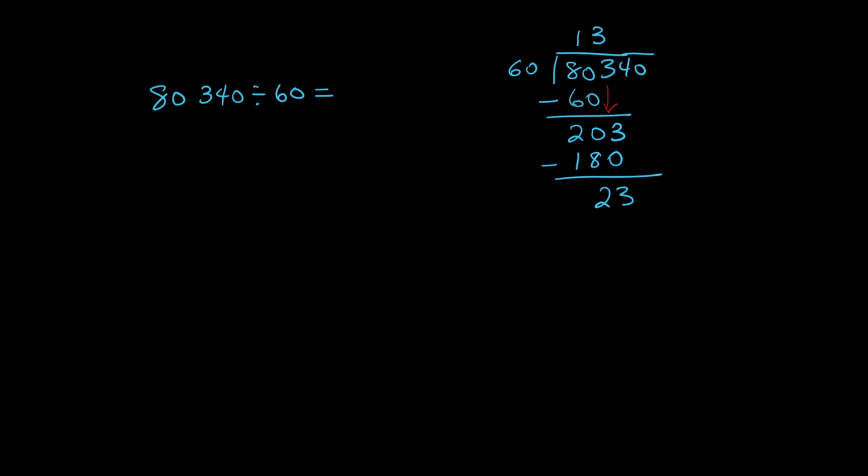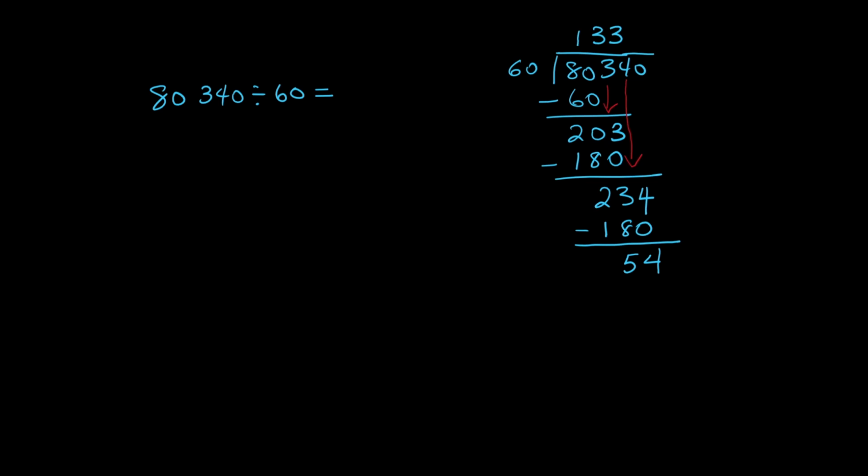Now, because we're not able to divide 23 by 60, we need to pull down a copy of our 4. And that new number becomes 234. Now, how many times can we get 60 from 234? And that should also be 3 times, with a remainder of 54. So that will be 3 times 60, which is 180, and 234 subtract 180, and we're left with 54.